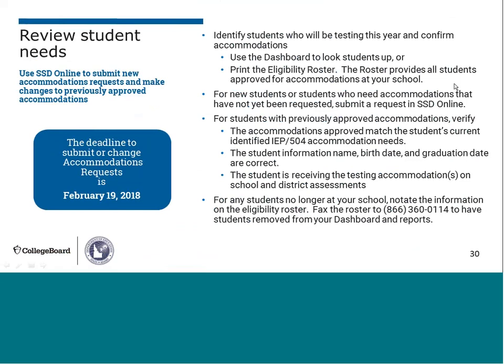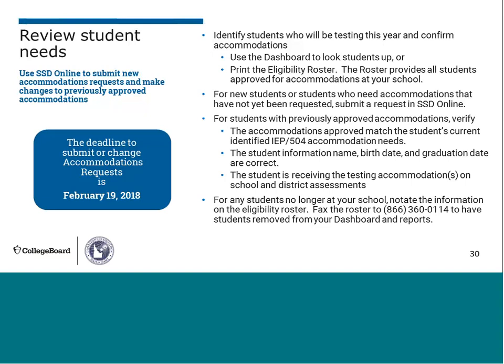One of the first things that we are going to recommend that SSD coordinators do is to review your students. So the first step in looking at your students for spring testing is to identify who's going to be testing and confirm their accommodations. You can either look at the dashboard to look students up or print the eligibility roster, and this roster will give you a listing of all students at your school approved for accommodations. If you have new students or students who have not had accommodations requested previously, you're going to submit those requests into SSD Online.